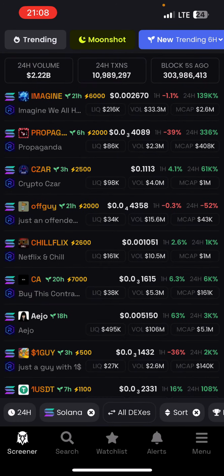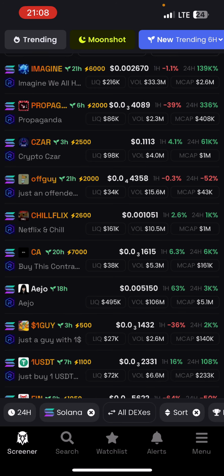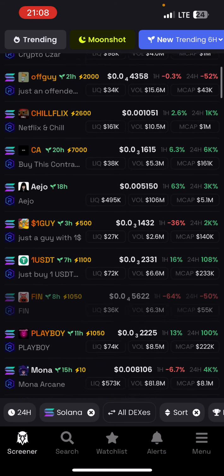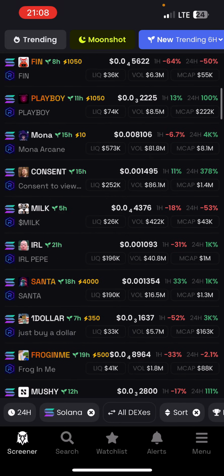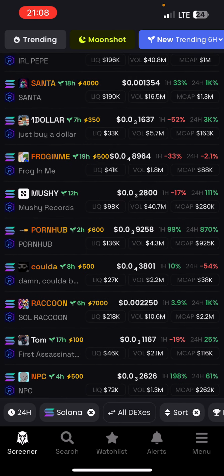But you can also find other gems within this. You can find gems. You can simply just scroll through. These are the different tickers.